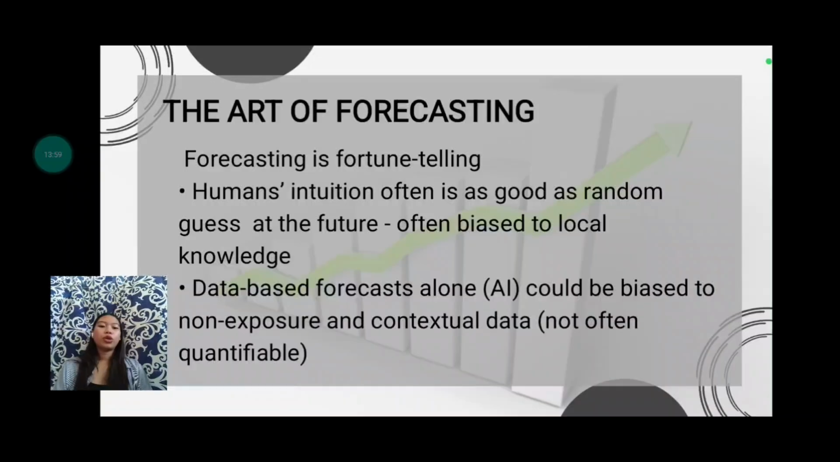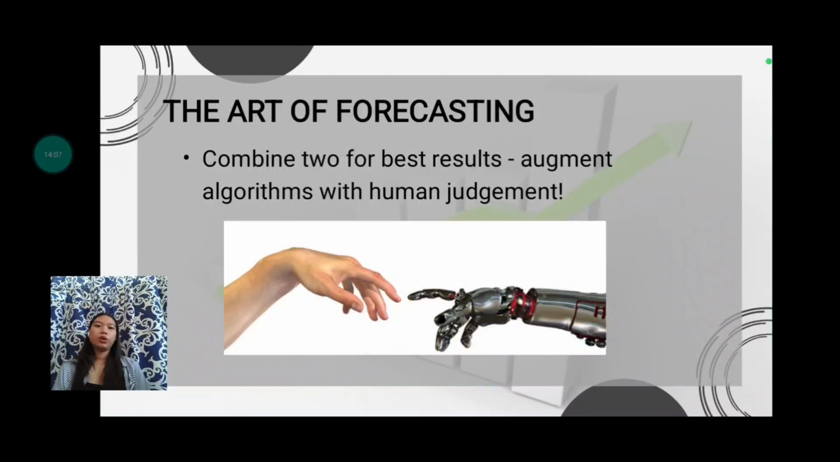So both human and data models have weaknesses when used alone. So combine the two for the best result: algorithms with human judgment. So, human and AI.